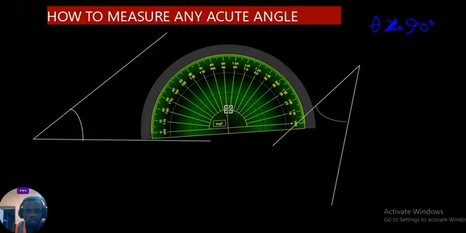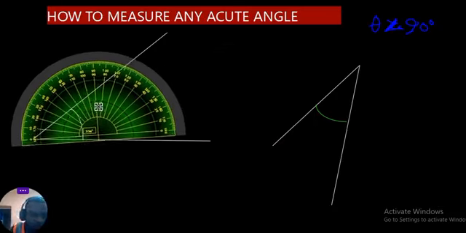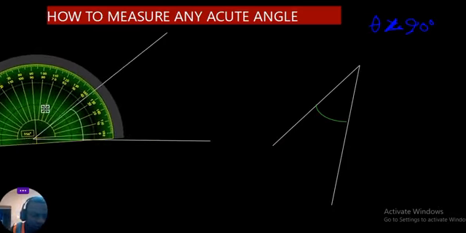So what we do now is we take our protractor and make sure that the T of the protractor, this place, fits exactly into the point where the two lines that make up the angle meet, which is this point. So we pick up this place and make sure it fits into this place.